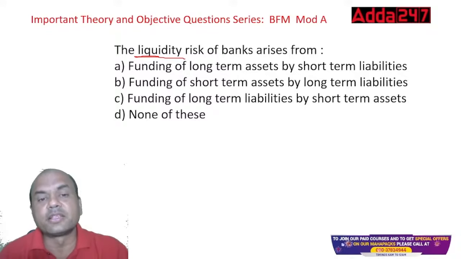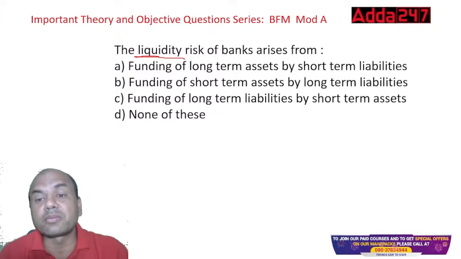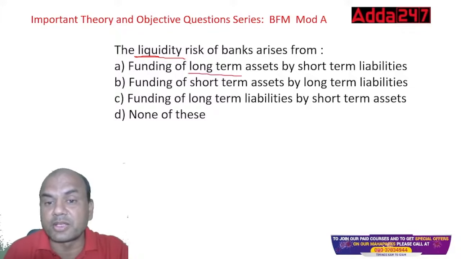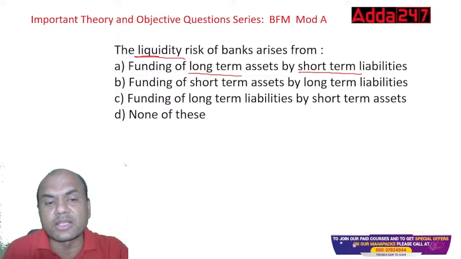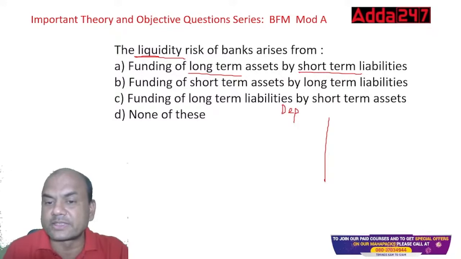So this liquidity risk of the bank arises from, number one, funding of long-term assets by short-term liabilities. What do you mean by this? Let's consider all these cases. Let's say this is deposits. Here, liabilities means deposits. Assets means loans.